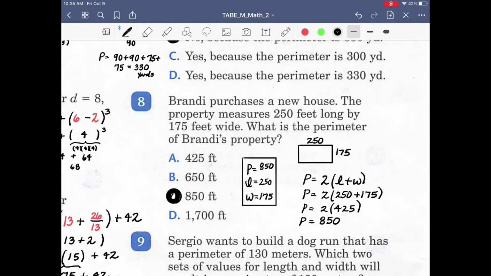Formulas are your best friends if you know how to use them, because they're sort of the recipe that will get you to the answer. You won't make mistakes as much if you follow the formulas.